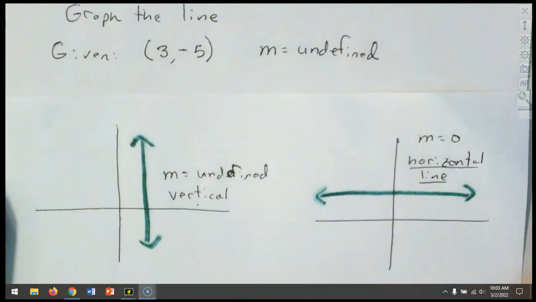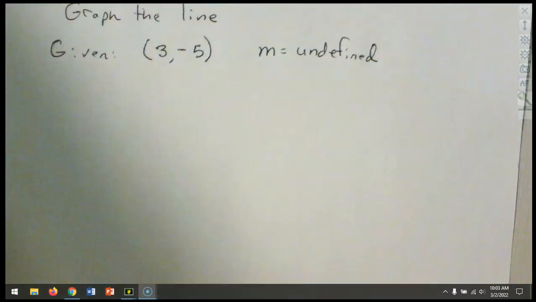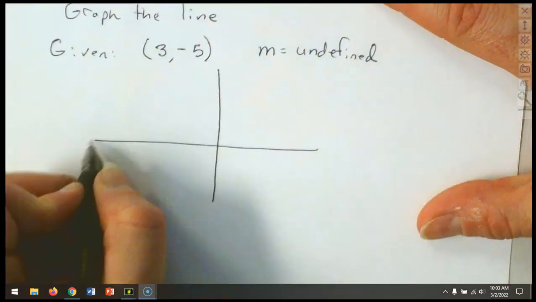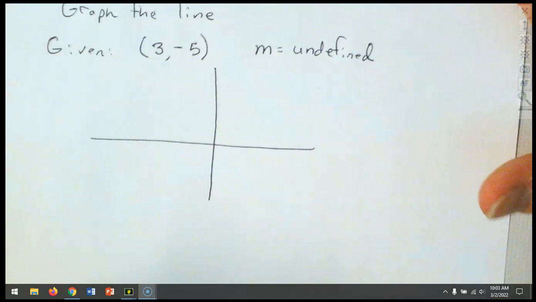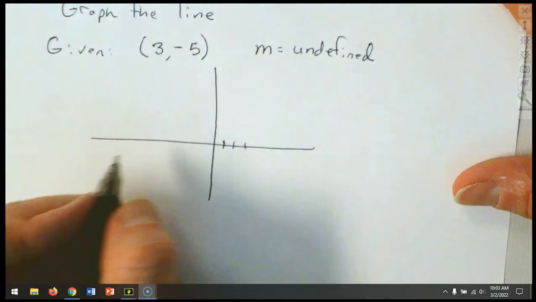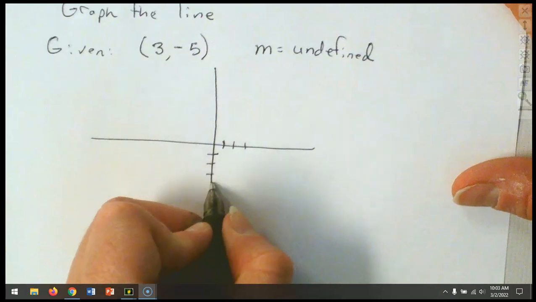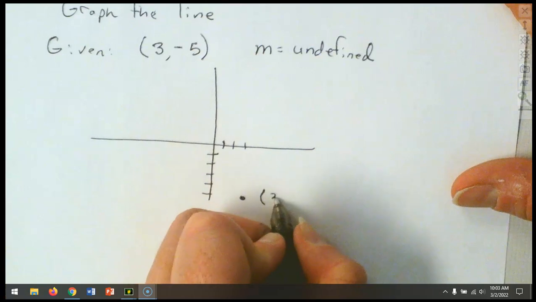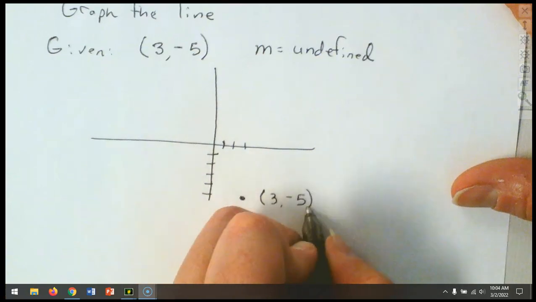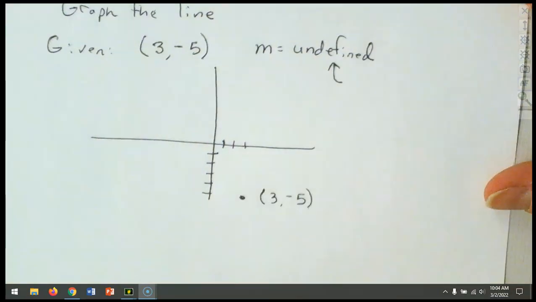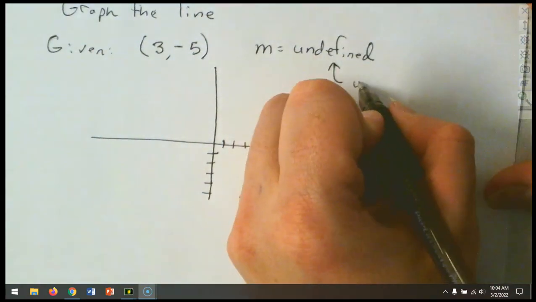So how do we graph this? Well, we first need to plot our point. So our point is 3, -5. So that's going to be over 3 and then down 5. So right here is 3, -5. Now, it's undefined, and undefined slopes are vertical lines.